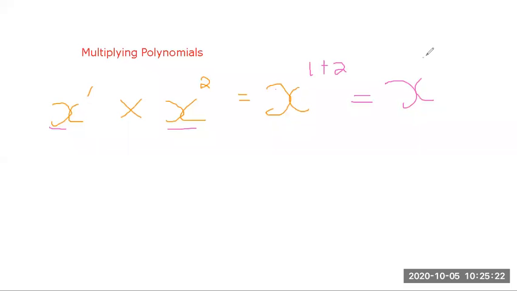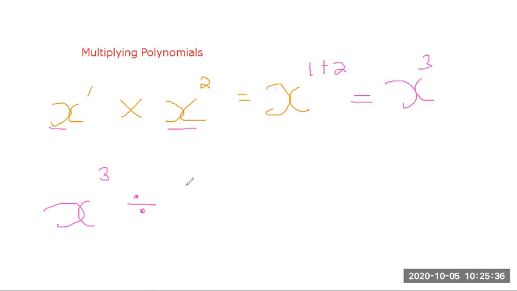It says whenever I'm multiplying terms, and if the base is the same, bam, bam, then all I do is add the exponents. So it's x to the 1 plus 2. So my answer is, I'd switch colors, but don't got time, x to the third power. That's multiplying.